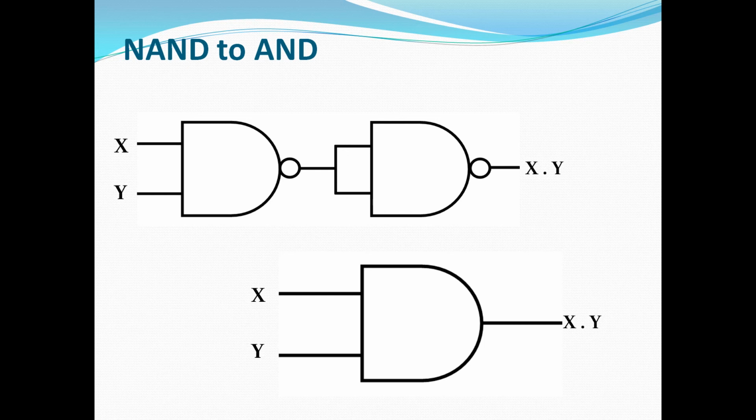But when you are going to implement the AND gate using NAND, two gates are required. Not only one gate, two NAND gates we have to connect serially. The two NAND gates are equal to one AND gate. By connecting those two serially, we can implement the AND gate.